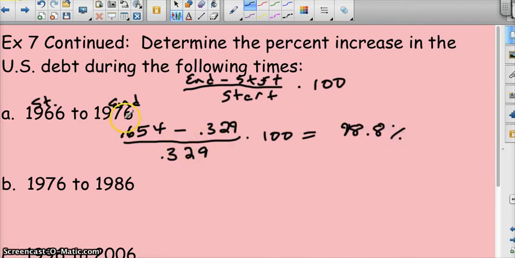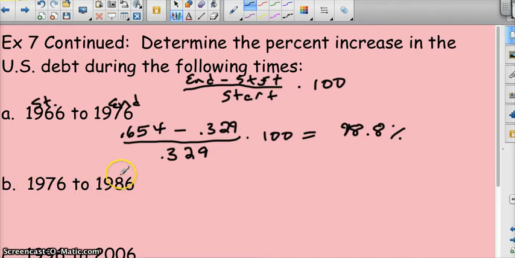And if you think about that, that makes perfect sense. Because if in 1966 it was 0.329, if you double that, it's almost 0.654. It went up by almost 100%. It almost doubled the actual debt. That's pretty large, guys. Let's look at the next examples, though. It's going to get a little more crazy.